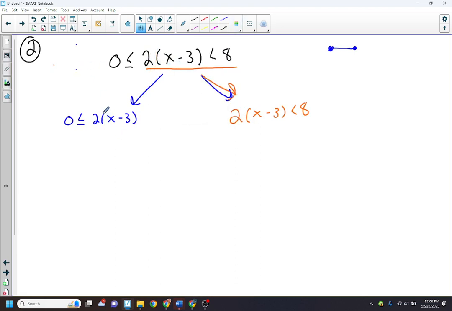So you still solve them separately. 2x, I'm distributing, 2x and negative 3. So 2x minus 6 plus 6 on both sides. 6 is less than or equal to 2x, divided by 2 on both sides. 3 is less than or equal to x.